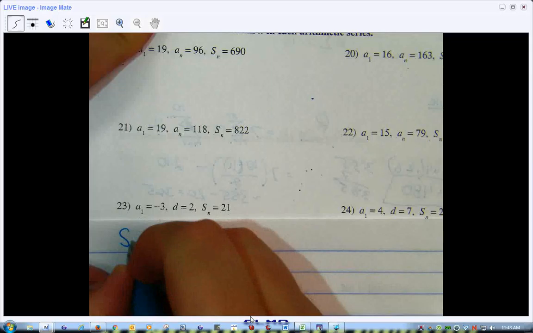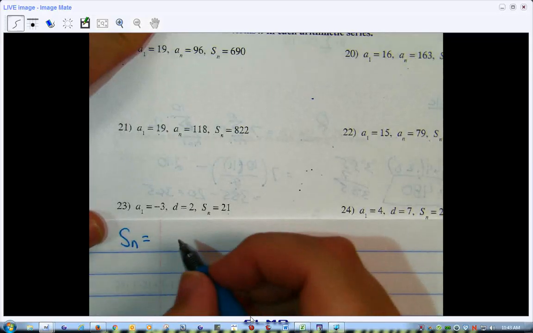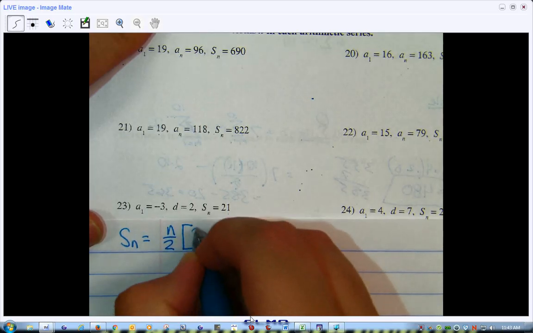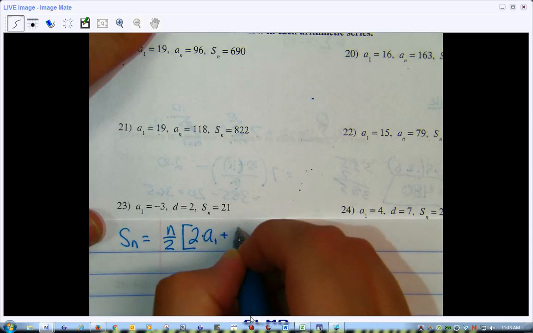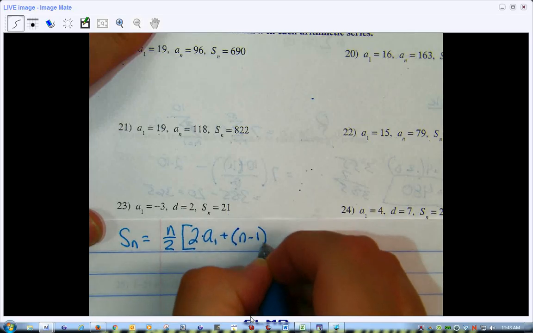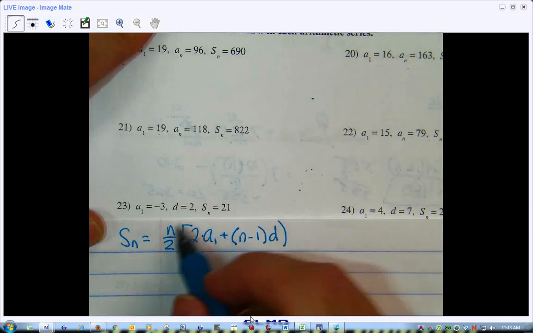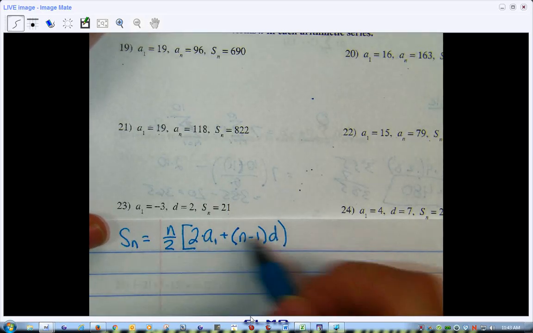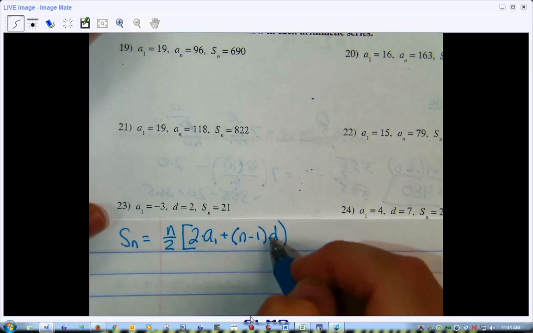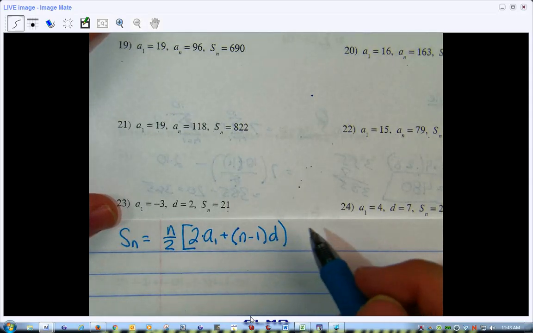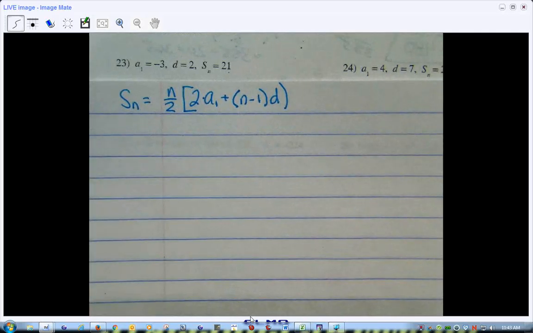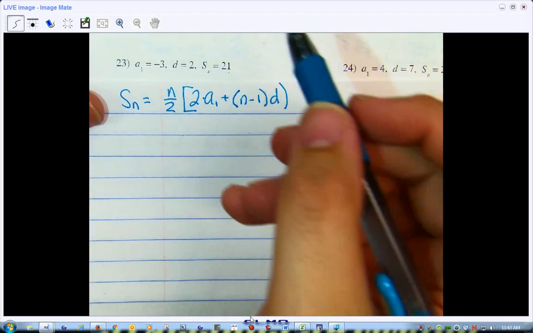I want to use S sub n is equal to n over 2 times the quantity of 2 times a sub 1 plus n minus 1 times d. Because I don't know what my n is, but I do know what a sub 1 is, and I do know what s sub n is, and I know what d is. So I'm only missing one variable. So if I solve this for that one variable, we're good to go.